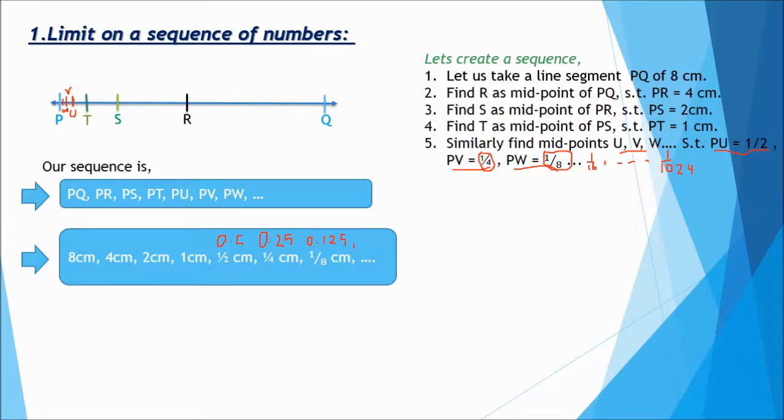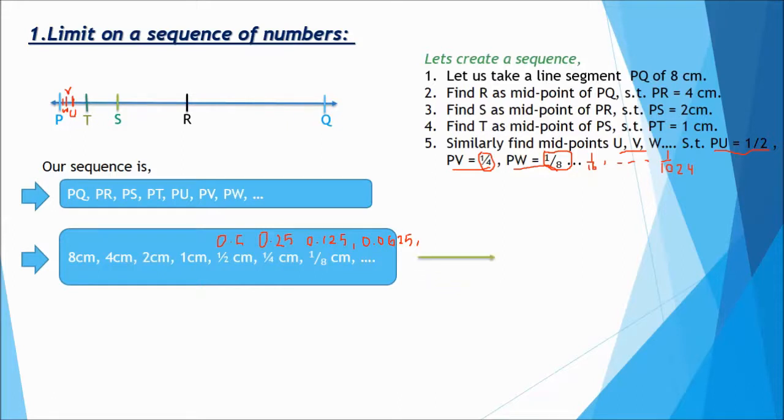And if we go further, if we find the value of 1 by 16, then it will be 0.0625, and we can find the value of 1 by 32 also. It will be less than 0.0625, and so on.